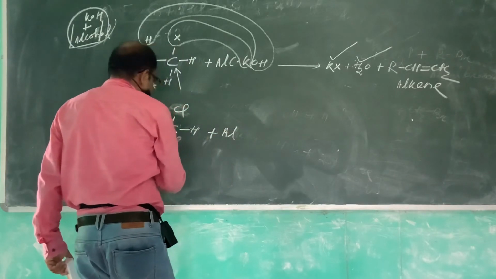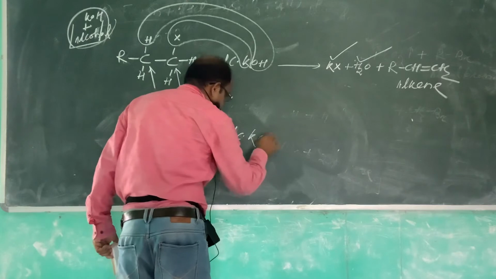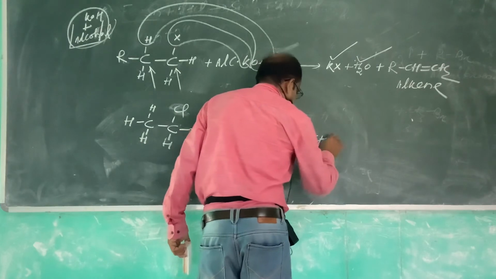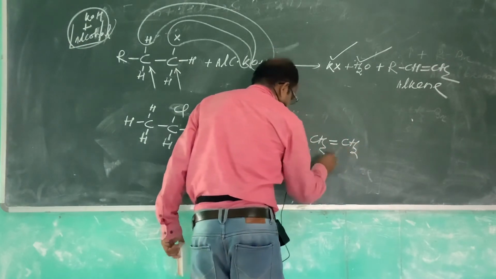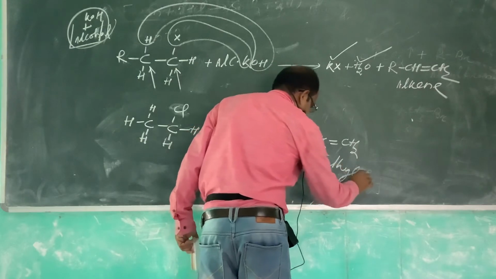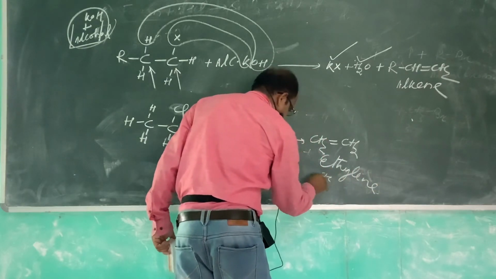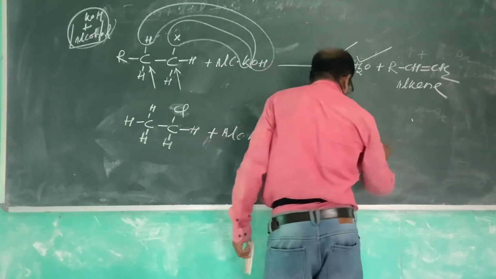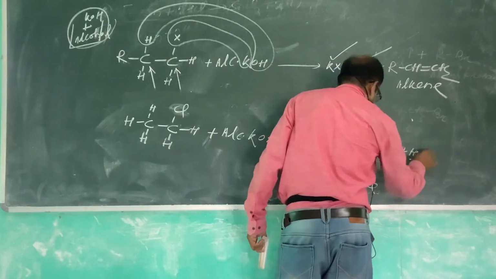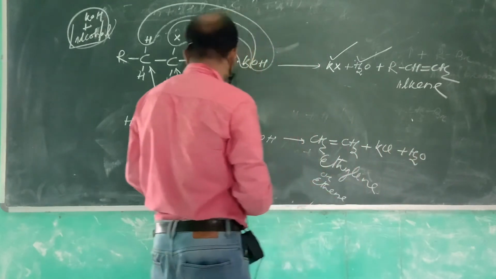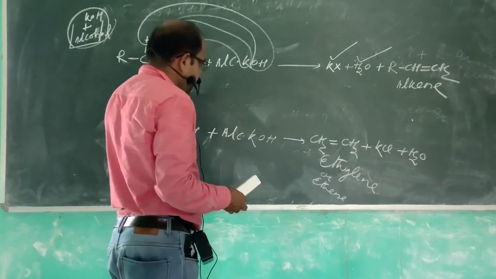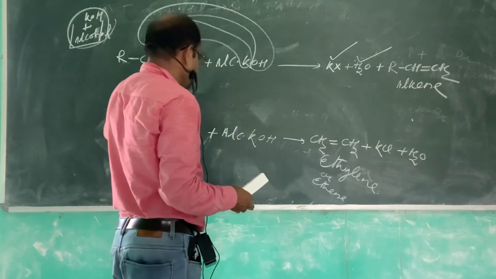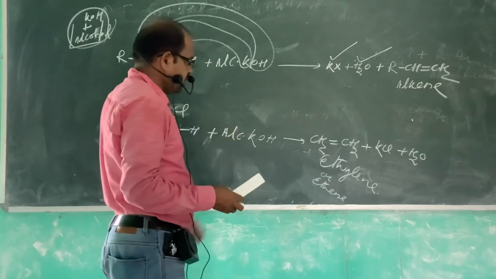When ethyl chloride reacts with the alcoholic solution of potassium hydroxide, it gives CH2=CH2, called ethylene or ethene, plus potassium chloride plus H2O. Here chlorine will be removed in the form of potassium chloride, and hydrogen will be removed in the form of water. That is why this process is called an elimination process.